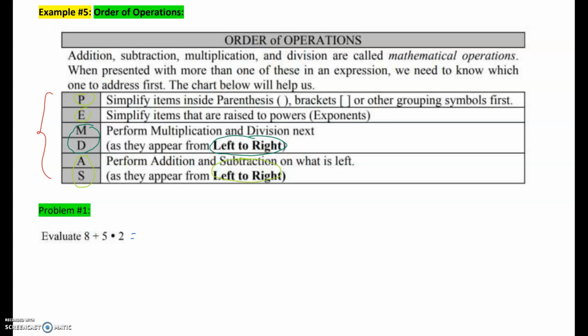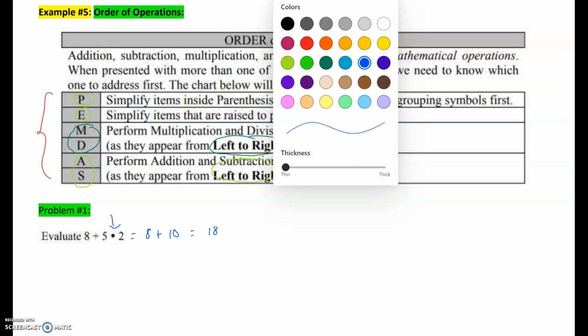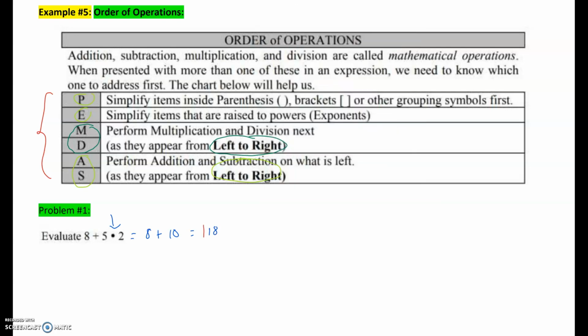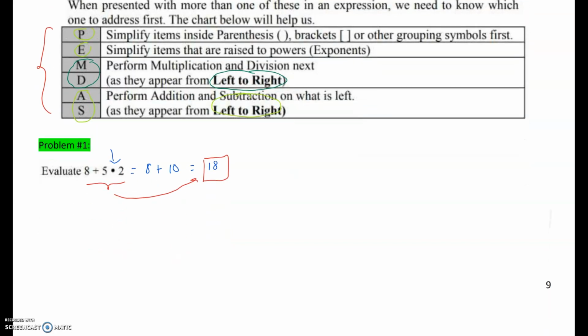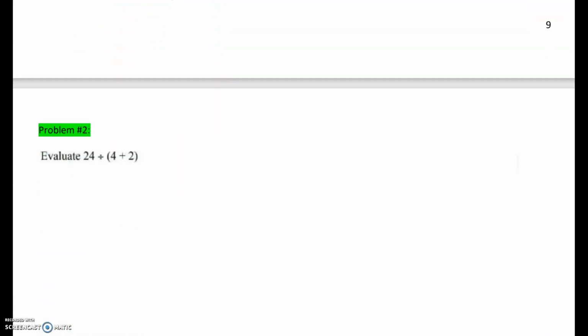As you're looking at this one from left to right, you do see a multiplication. So multiplication has to be done first. In this scenario, you're going to have 8 plus the value of 10. And then at this point, you're doing the last step, which is the addition. So for this one, our final answer is going to be 18. Once again, as you evaluate this expression, it's just the value of 18. Okay, let's take a look at another problem.